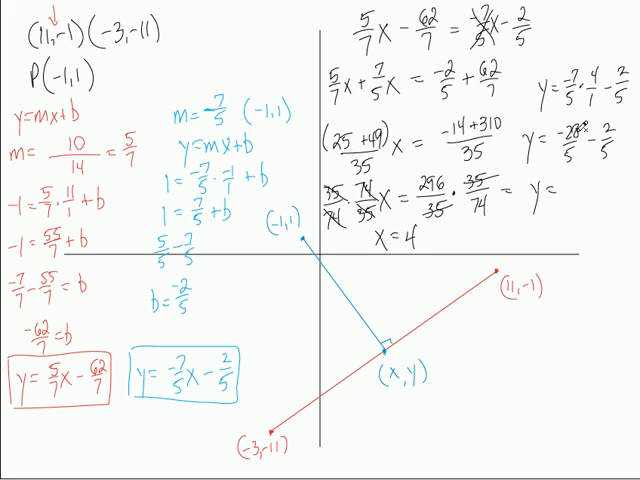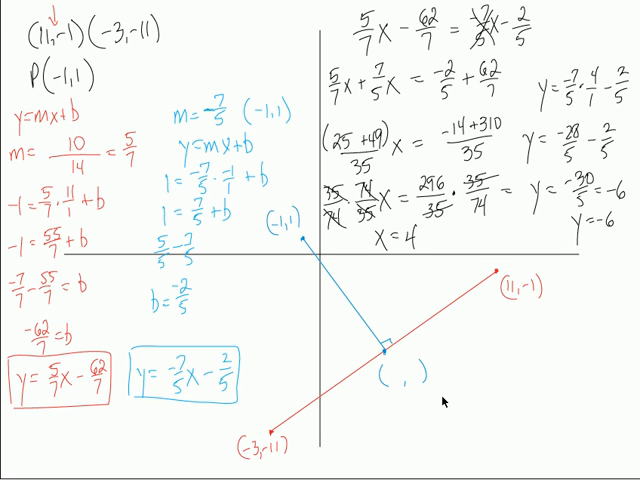I see it already, don't you? This is negative 30 fifths, which is negative 6. So y is negative 6. So why did we go through all that mess? To find this point right here. This lousy point. Make us go through all that stuff.